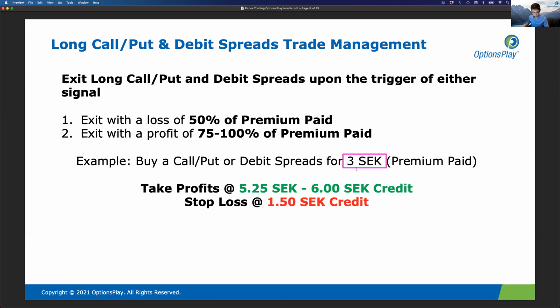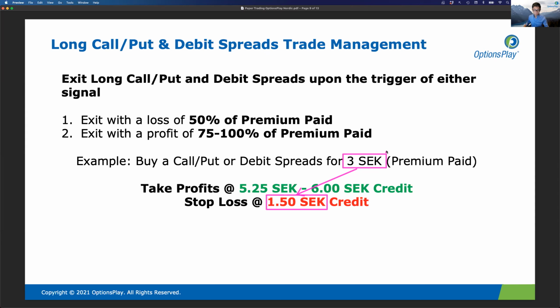It declines down to 1.5 crowns. So you buy something for 3 crowns, it declines to 1.5 crowns. You've lost 50% of what you've paid. It's time to exit this trade and get out at a loss. You don't want to continue holding on to this trade, because at that point, your chances of gaining your investment back and making a profit on it is relatively small. You have a very high probability that you're just going to lose the other half of the trade. So it's best to simply cut your losses and move on to the next trade.